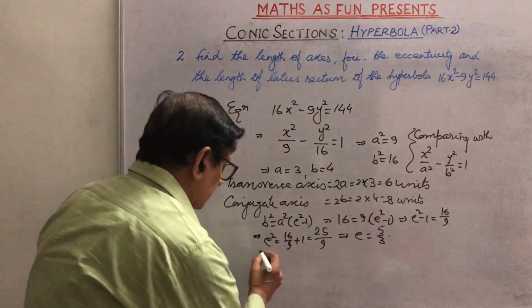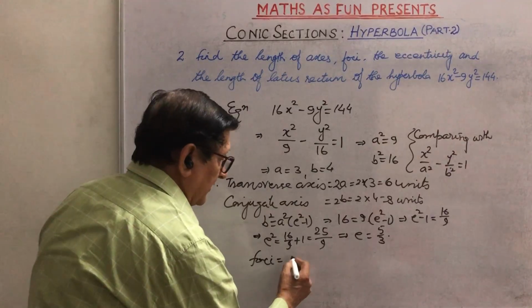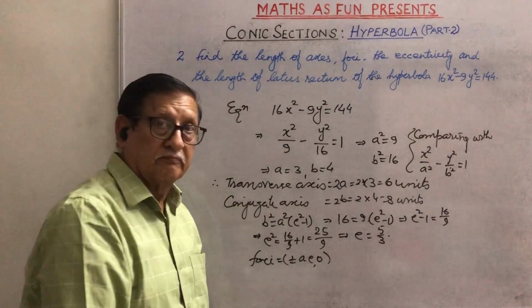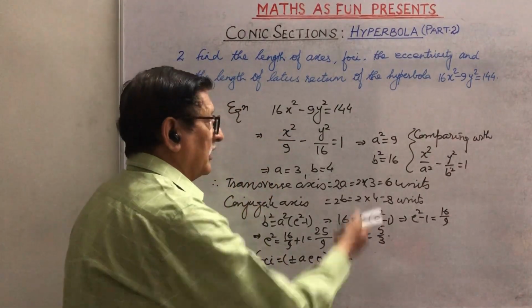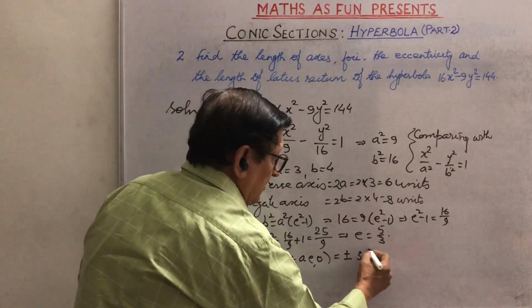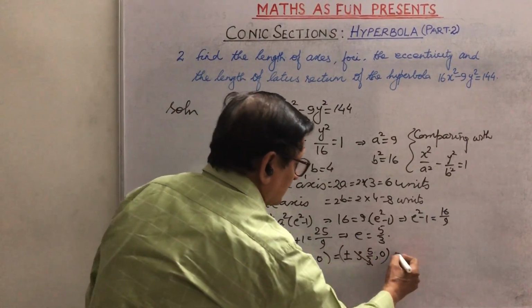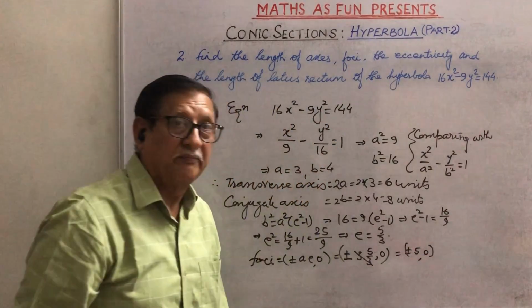Now we can find out the foci, and we know foci are given by plus minus ae comma 0. That will give us plus minus a means 3 into e means 5 upon 3 comma 0. 3 cancel. This comes as plus minus 5 comma 0.